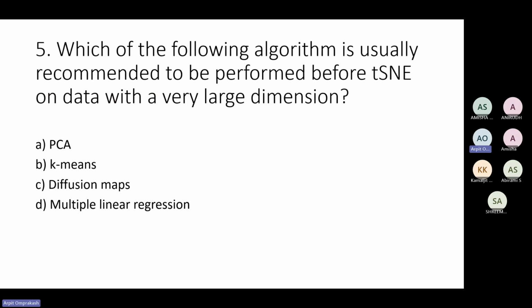The next question is, which of the following algorithms is usually recommended to be performed before t-SNE on data with very large dimension? So generally before you do t-SNE, if you have a very large number of dimensions, you do a PCA first to reduce the dimensions and then carry out t-SNE. So this is a simple question, straightforward answer. Okay, the answer is PCA.